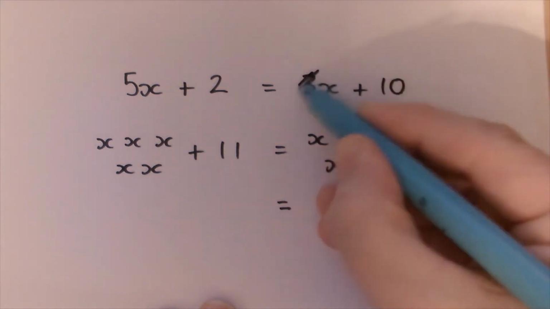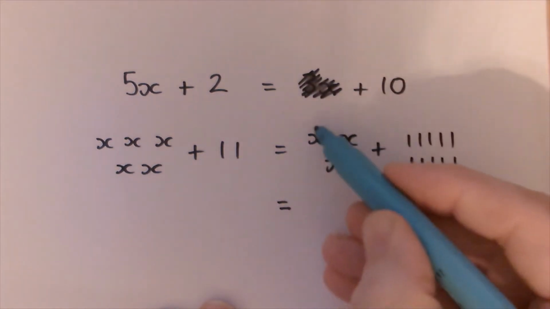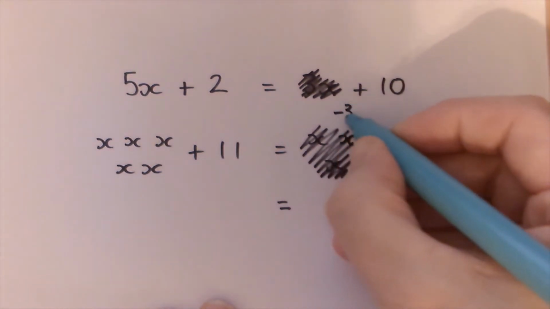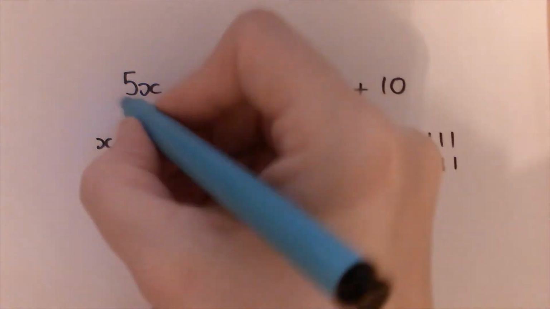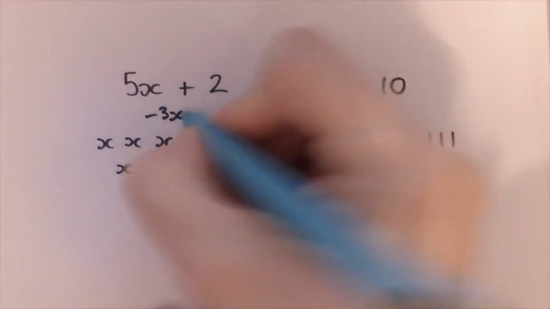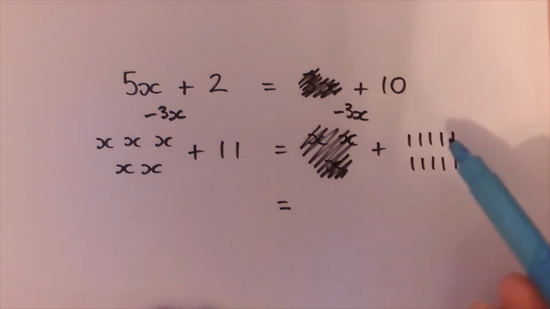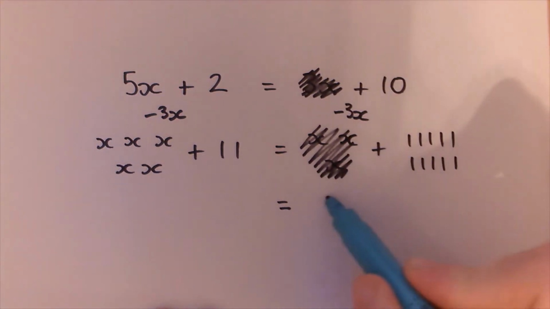So I'm just going to take off 3x. In other videos they might have said let's take 3x off this side, so we're going to take 3x off this side. But sometimes I just get rid of it. 3x off there, 3x off there. So all I'm left with on this side is 10.